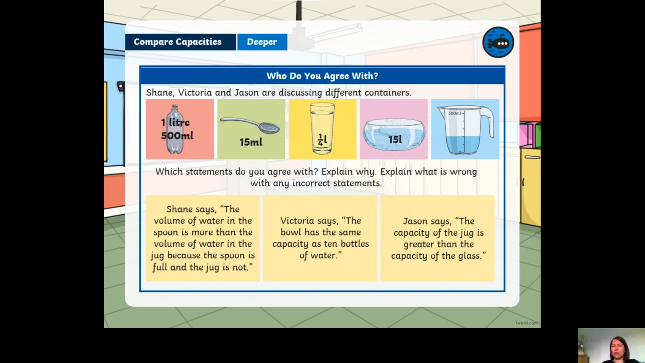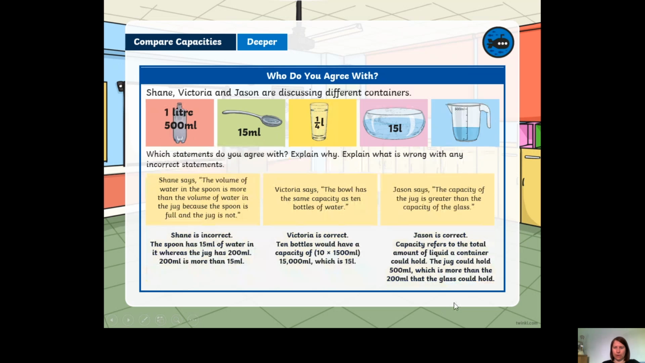Jason says the capacity of the jug is greater than the capacity of the glass. So here we're talking about capacity as opposed to volume. So let's have a look at the glass. So the glass is more full than the jug is, isn't it? So I would say this one is false as well, because the capacity, this is less than half full, and this is nearly full. Okay, let's have a look, see if we've got these right.